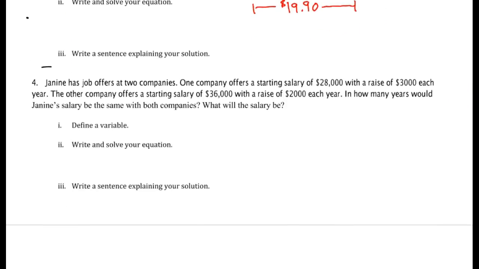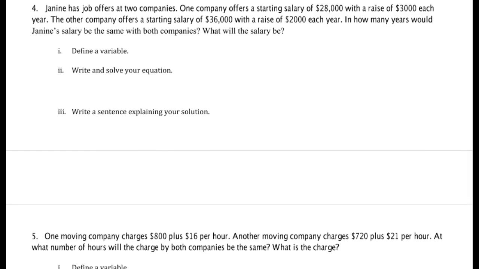It's good. Let's go down here and read this and realize that it's something different. It's not quite the same. Go ahead and read that to yourself. 2 companies. That's different to start off right away. One's offering starting salary of $28,000 with a raise of $3,000 each year. Other company offers a starting salary of $36,000 with a $2,000 raise each year. And how many years would it take Janie's salary to be the same with both companies? And what would that salary be?